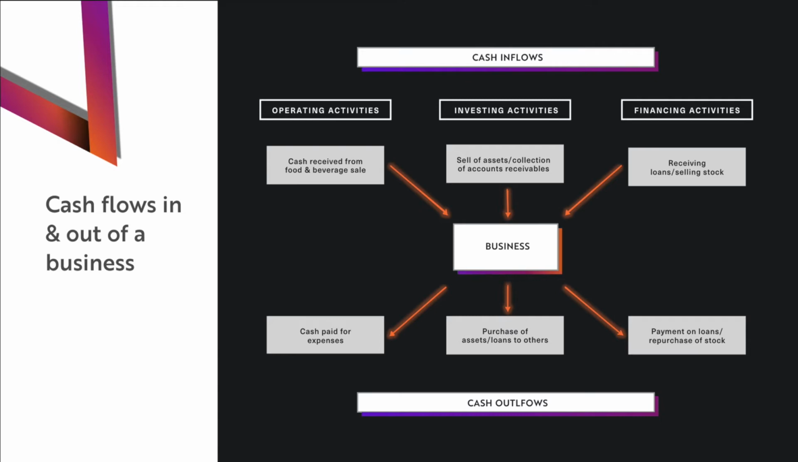There's 3 different arenas that we can have cash inflows from. Operating activities, things like the cash that's received from food and beverage sales. Investing activities, if you sell assets or a collection of accounts receivables. And financing activities, receiving loans or selling stocks. Those all flow into the business.